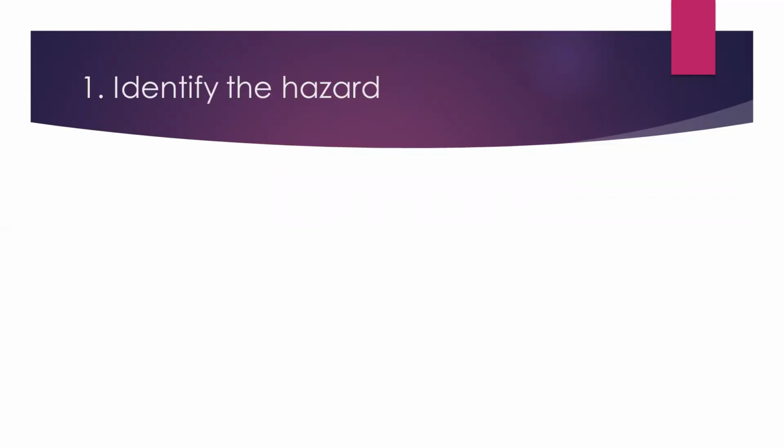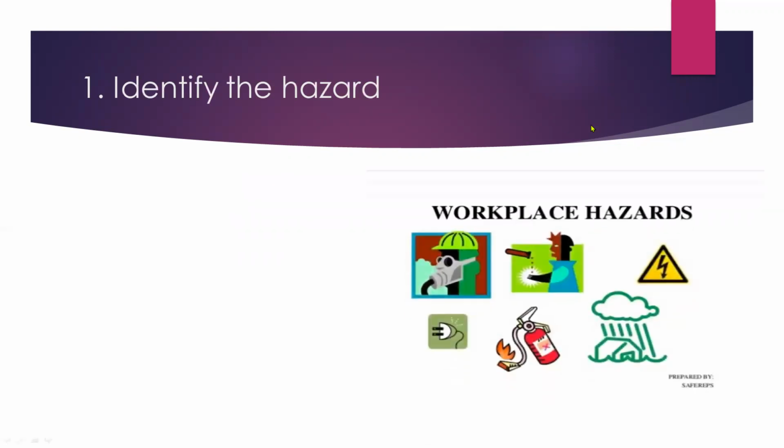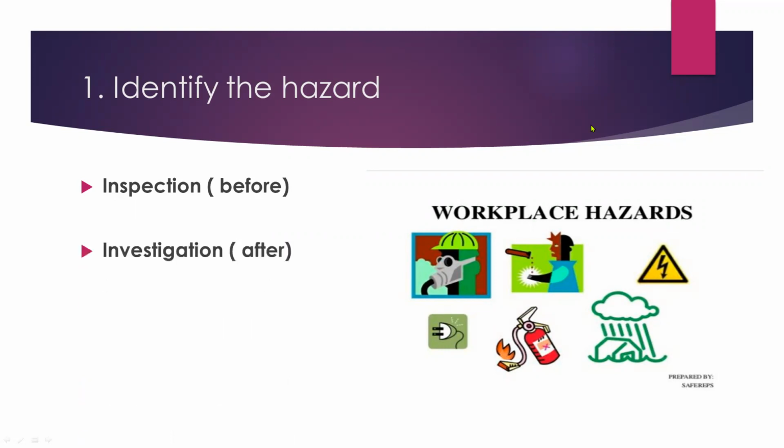The first step that we have to do is to identify the hazard first. Let us take a look at the workplace hazards as shown in our figures. What do we do to identify the hazards? First, we have the inspection, and for the second one, investigation after the operation.